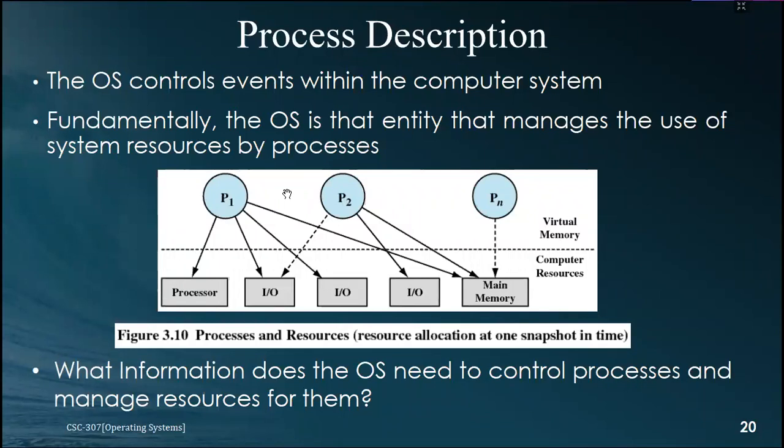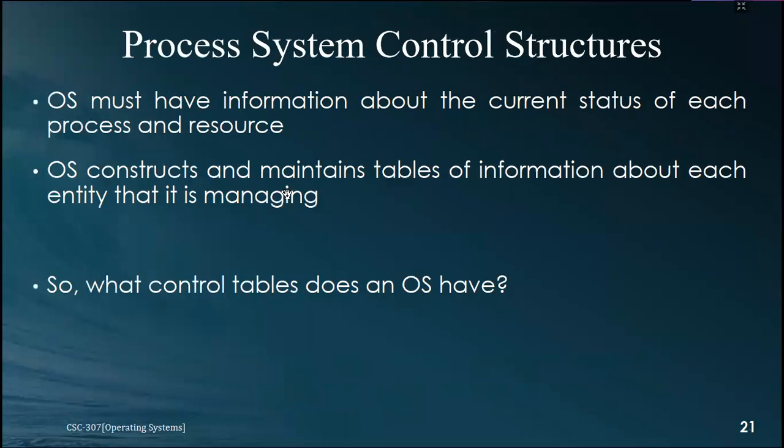Whenever the operating system is handling different types of processes, it uses a structure that we call the process control structure. So a control structure that controls everything using a process. First, the OS must have information about the current status of the process and the resources, and the OS constructs and maintains tables of information about each entity that it is managing. But we know that it is difficult to manage, and in most cases it is not done.